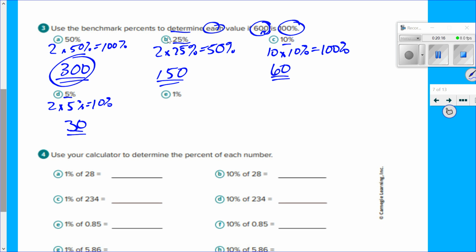Going down to 1%, now I can go all the way back. So I know there's 100. 1% of 100% means I'm moving my decimal twice from the 600. 1, 2. It's going to give me 6. Or you could have said there's 5 1%s in the 5%, so take the 30, divide it by 5, and get 6. Any of those work? Does that make it any more clear for you guys?